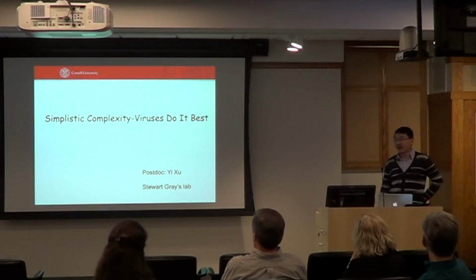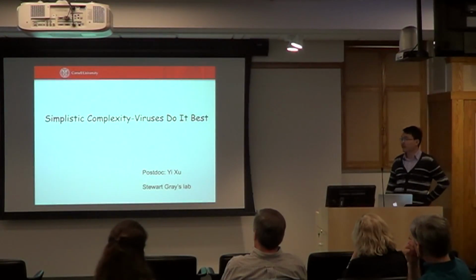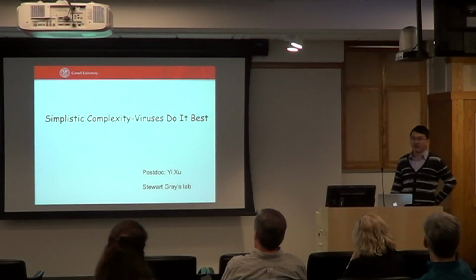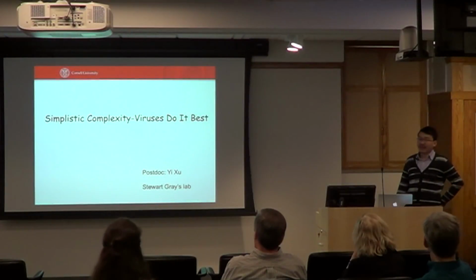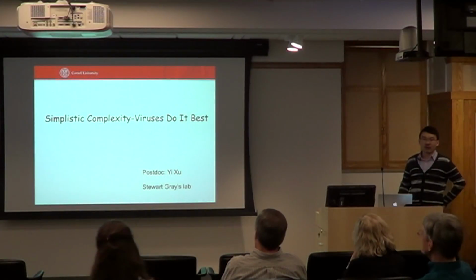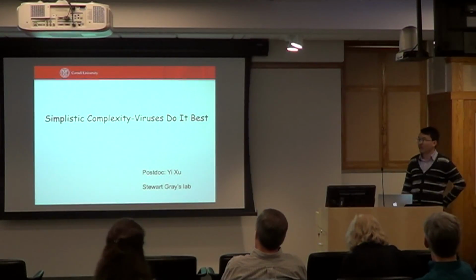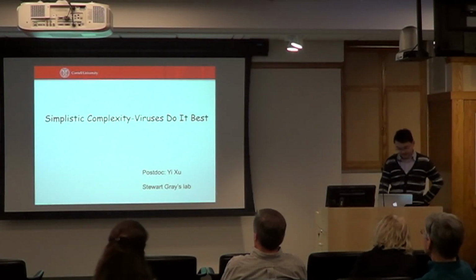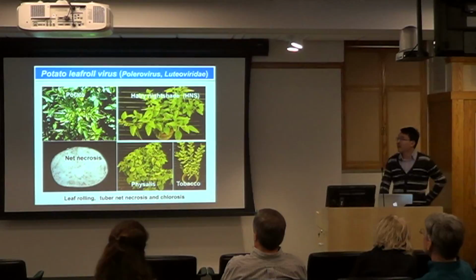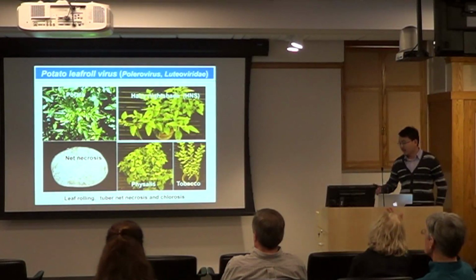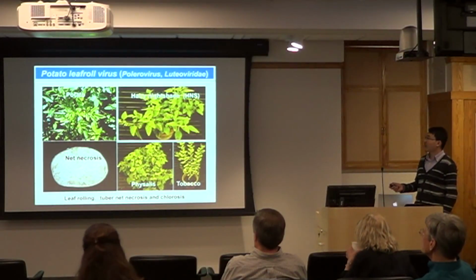So today, I'm going to tell you about 3 genes from potato leafroll virus that regulate multiple activities that are very crucial for the virus's survival in the plant host. Potato leafroll virus is in the genus Polerovirus in the family Luteoviridae.